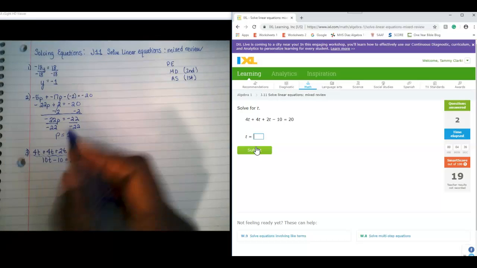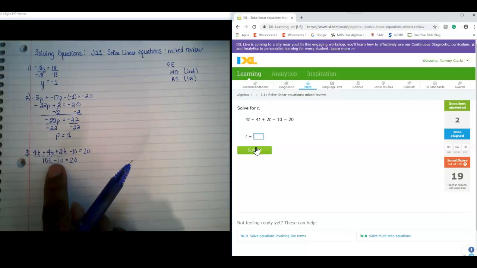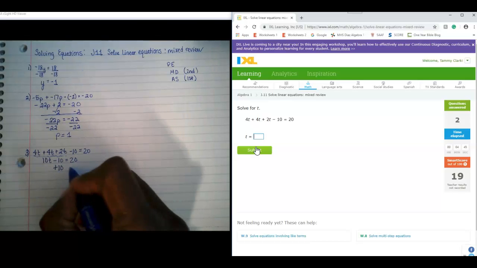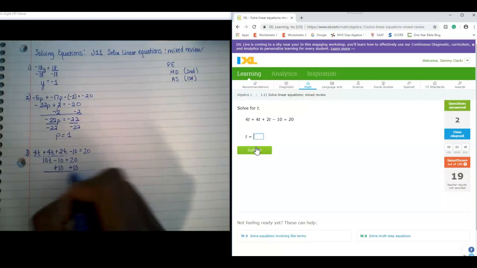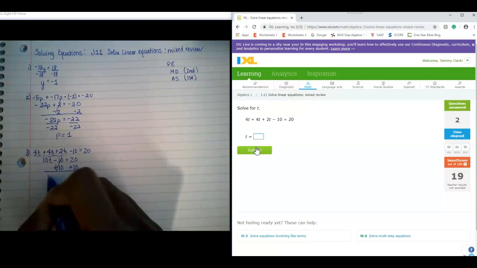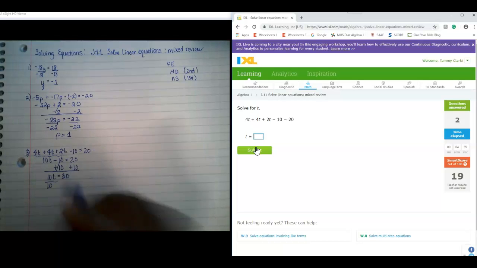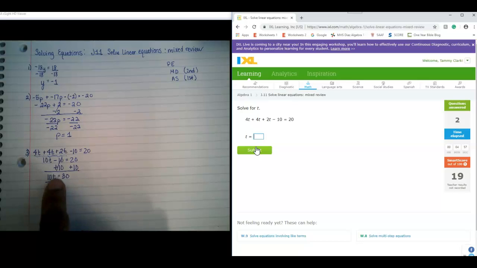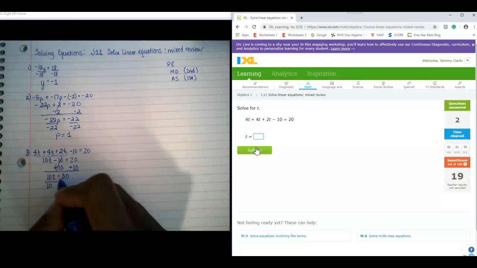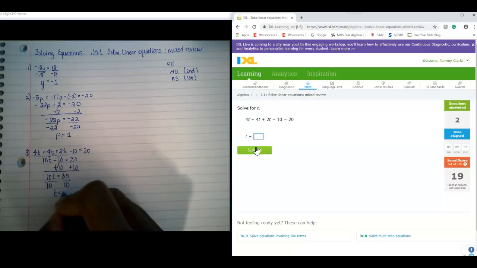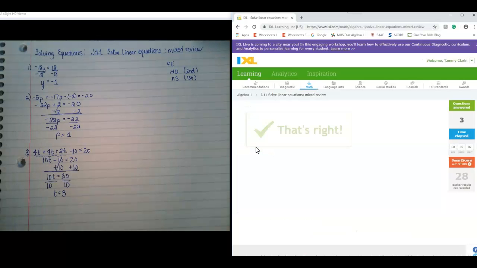Let's check to make sure. So I have a minus 10 here. I'm going to use inverse operations to create an additive inverse pair. So I'm going to add 10 to both sides of the equation, and I'm left with 10t is equal to 30. I'm going to divide by 10 because this is 10 multiplied by some number t equals 30, and if I divide by 10 on this side of the equation, I must divide by 10 on the other side. Therefore, t is 3.